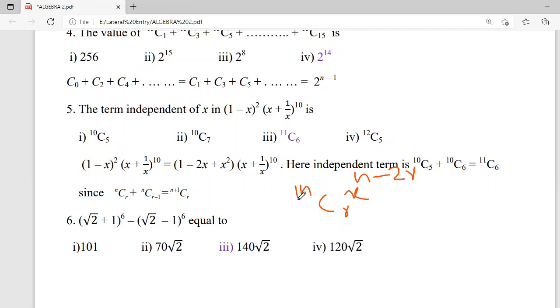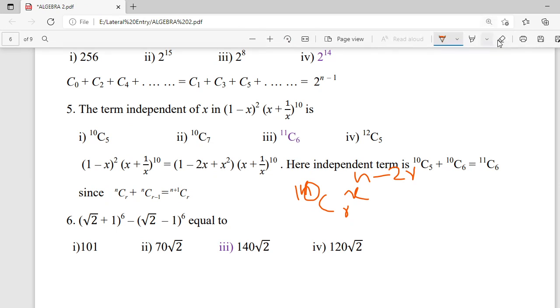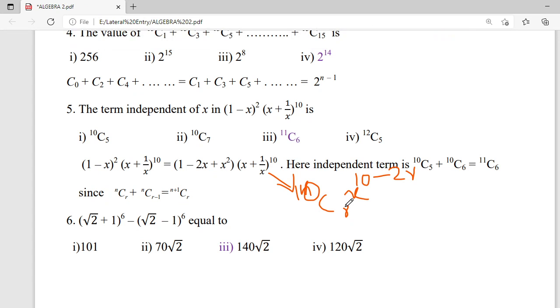n is 10. We don't know which one is independent. So if we consider this one, n is 10 here. So this is the general term, x to the power 10 minus twice r. If this thing is not there, then 10 minus twice r equals 0, which means r is equal to 5. So when r equals 5, the 6th term will be the independent one.